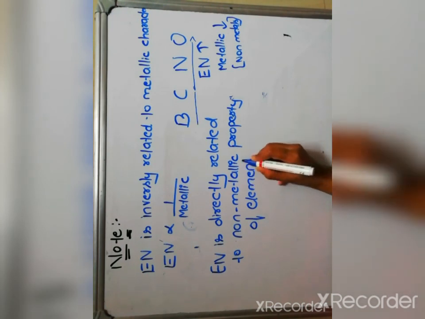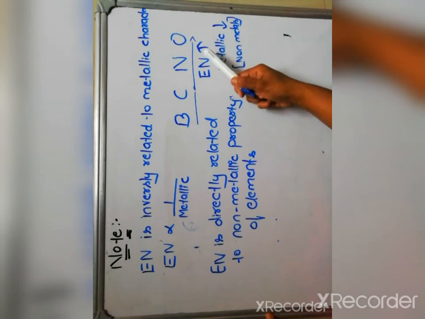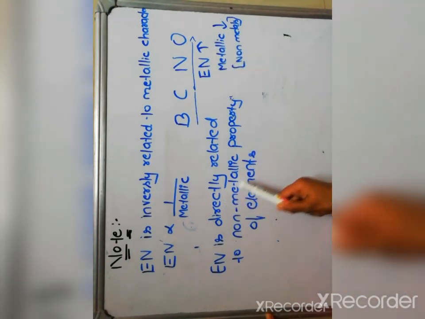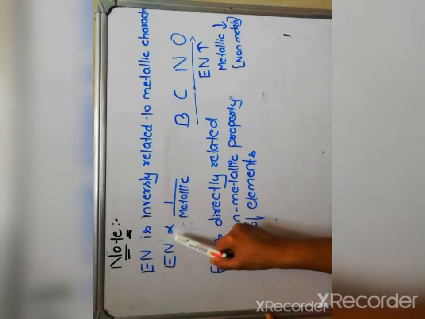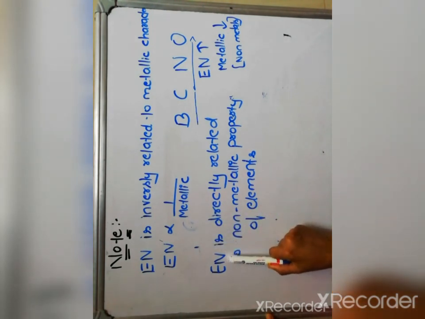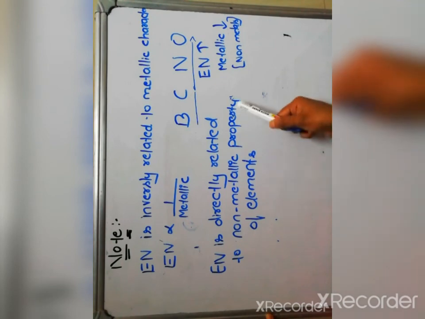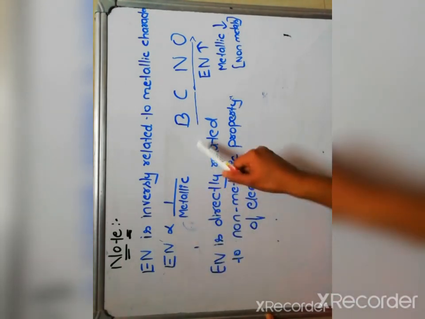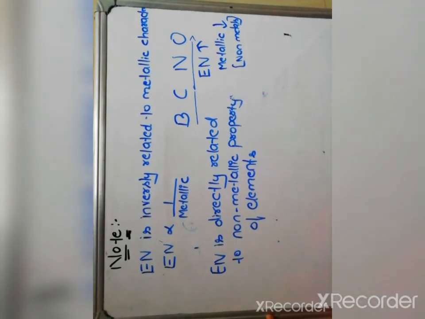We also said that if the electronegativity increases, non-metallic character increases because they are directly related to each other. Don't get confused. It is inversely related to metallic character, and electronegativity is directly related to non-metallic character or non-metallic property. So remember this, how electronegativity can be explained in terms of the metallic and the non-metallic characters.